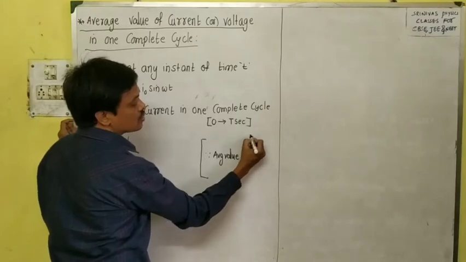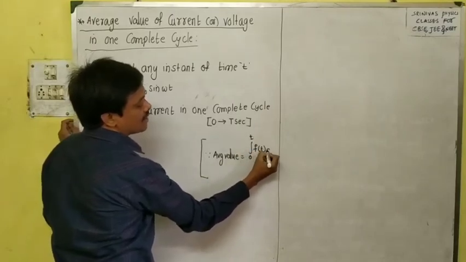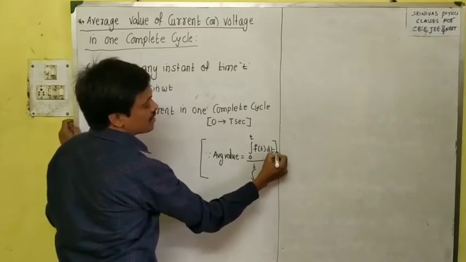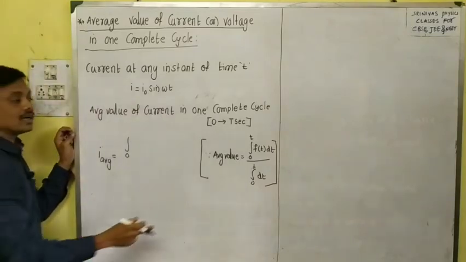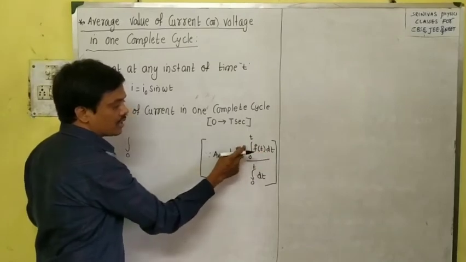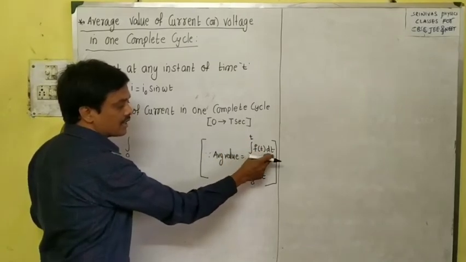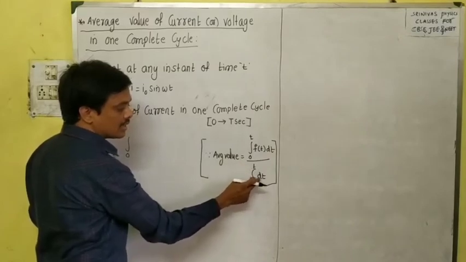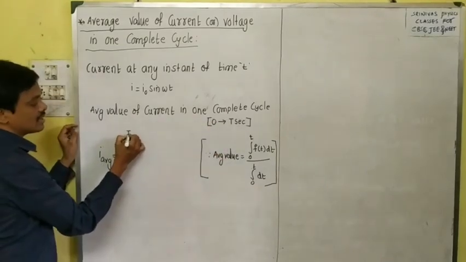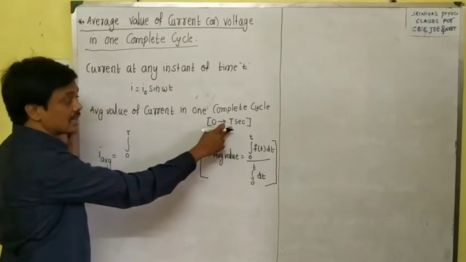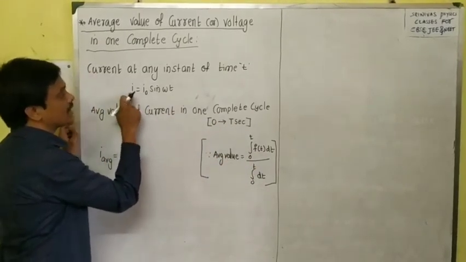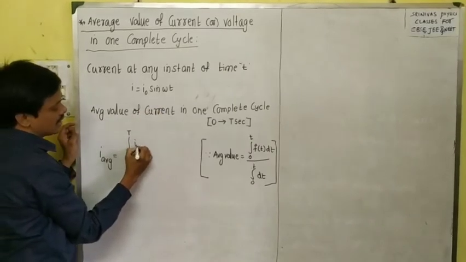The average value of a function is the integration from 0 to t of f of t dt, divided by the integration from 0 to t of dt. This is the formula to find the average value of a function in a certain time. Here I want the average value of the function f of t, with time limits 0 to t. I want the average in one complete cycle. For a complete cycle the time taken is the time period, and the function is the current, I equals I naught sin omega t.